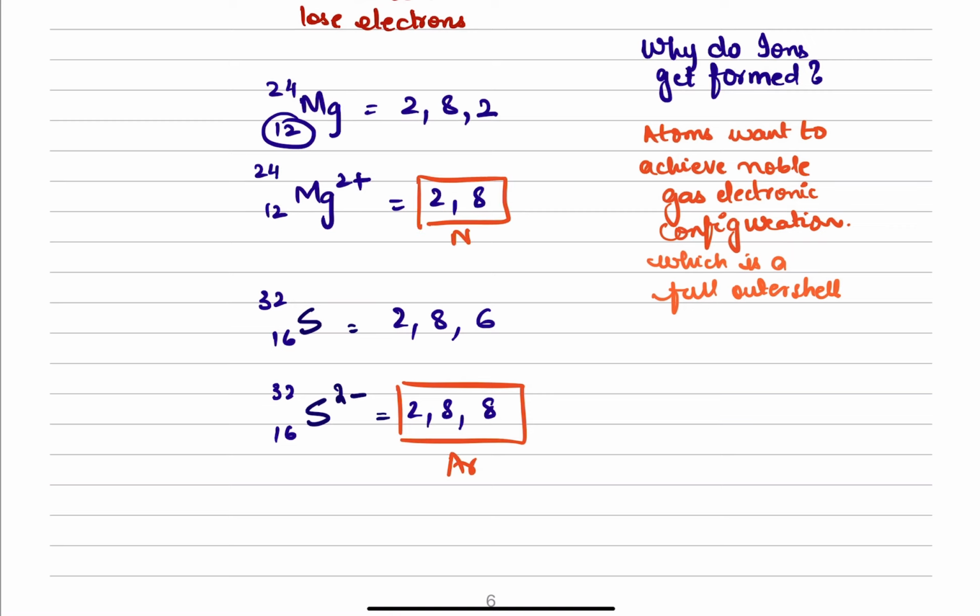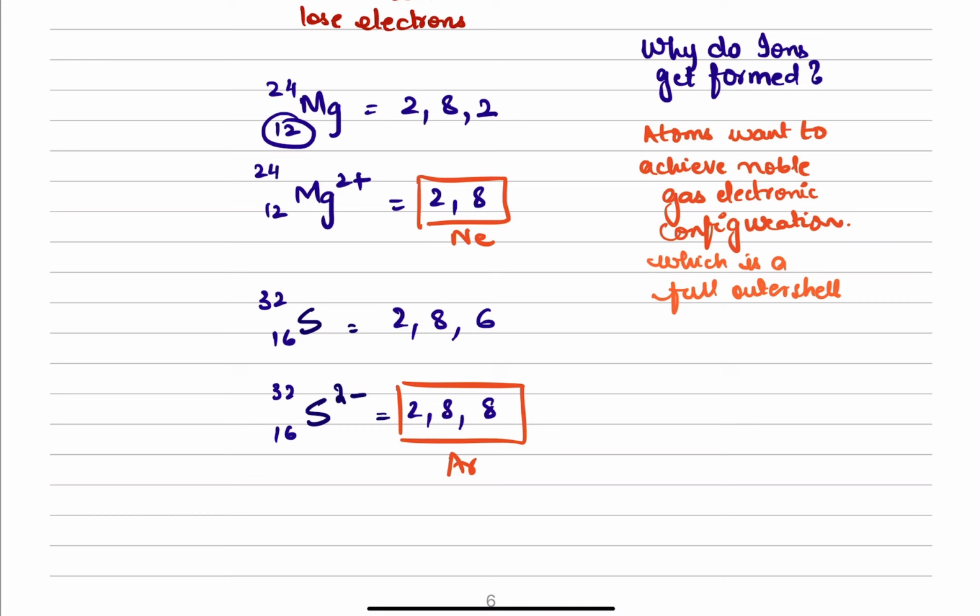Why are atoms losing or gaining electrons? Because atoms want to achieve a noble gas electronic configuration, which is a full outer shell. All atoms want to achieve this configuration because it is the most stable configuration, and hence ions are formed. So if they ever ask you why ions are formed in the first place, you would say that atoms want to achieve a noble gas electronic configuration, which is a full outer shell, and since this is a stable form, atoms will either lose electrons or gain electrons.